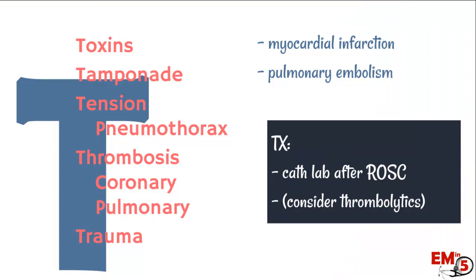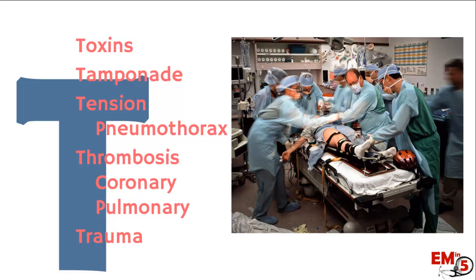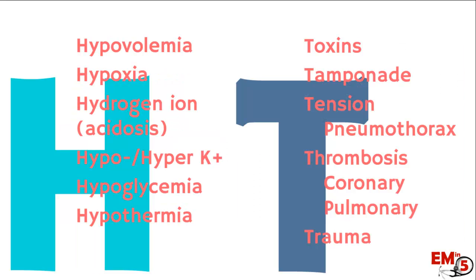Thrombosis is referring to either coronary or pulmonary, so basically either an MI or a PE. Basically, you're going to take them immediately to the cath lab after you have ROSC, or maybe even before, depending on your cath lab, and maybe consider thrombolytics. If you're very concerned for pulmonary embolism, you should consider it, but you shouldn't just be giving thrombolytics to any patient who's coding. And lastly is trauma. This should be fairly evident from your basic primary and secondary surveys. So there's our H's and T's, just to summarize.